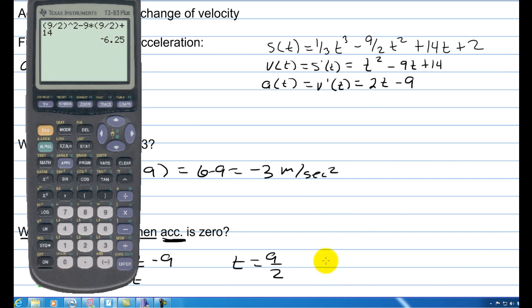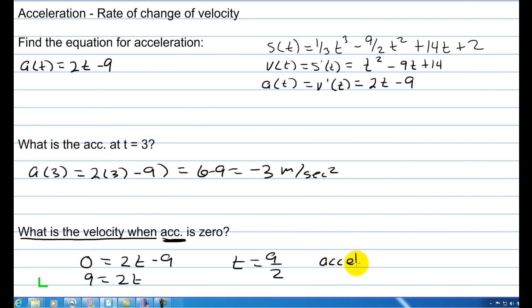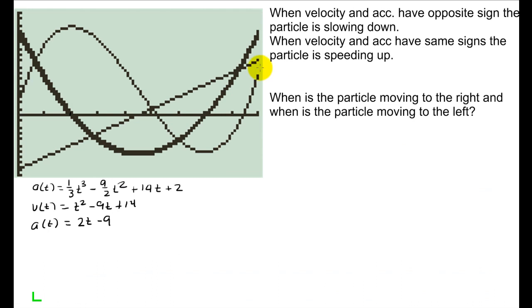So the acceleration is negative 6.25 meters per second squared. When velocity and acceleration have opposite signs, the particle is slowing down. When velocity and acceleration have the same signs, the particle is speeding up.